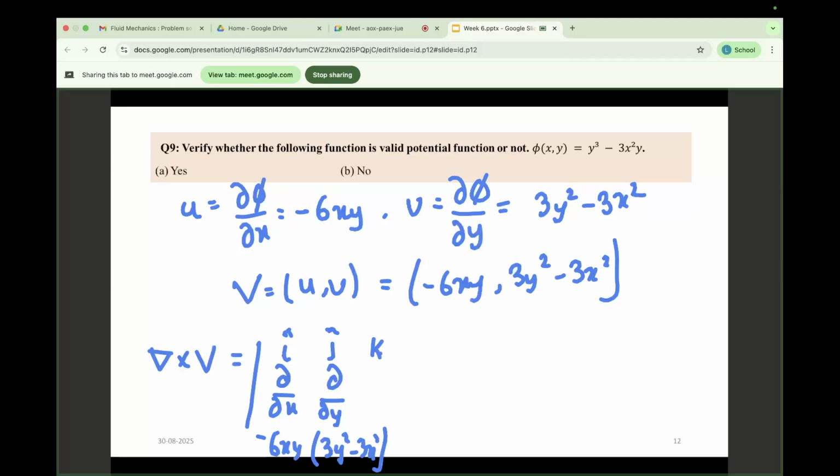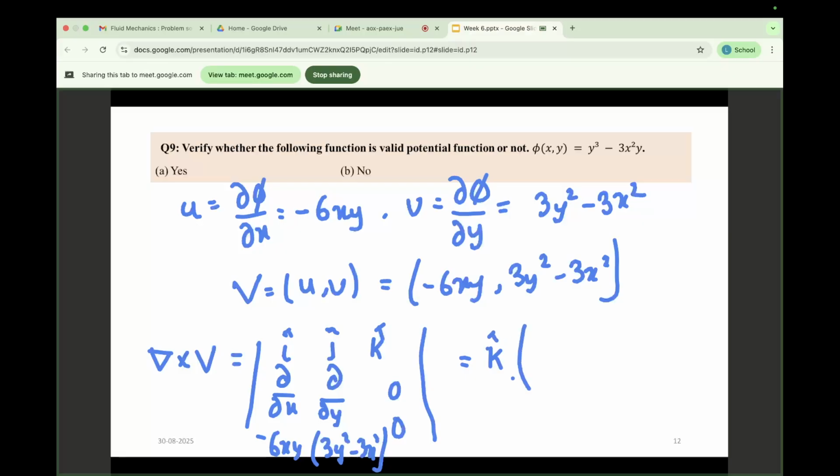And in the k cap, nothing is there, as the k cap is not there, so I consider this as 0 comma 0, right? So if you find out this thing, in i cap this one should be 0, and in the j cap also this should be 0, so it is found only in terms of k cap.